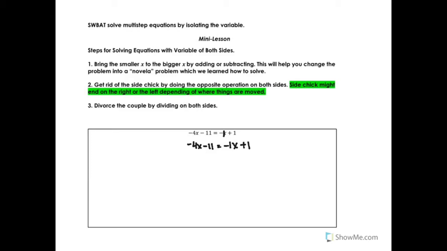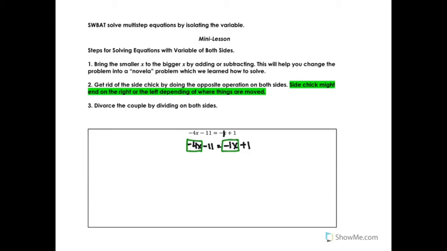So in order to begin solving this equation, I'm first going to go ahead and box my two couples. Because again, when I'm solving these equations, I want to have just one couple so that I know who my side chick is and what I can begin moving. But in this case, I have two couples. I have the couple of negative 4x and I have the couple of negative 1x.